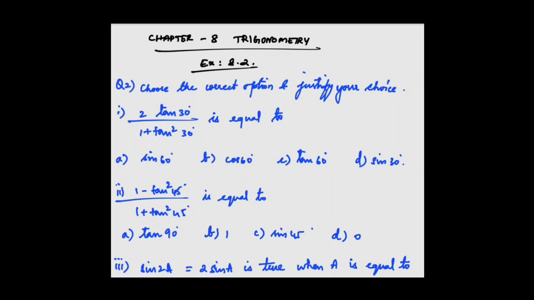In this video, we'll see question 2 of exercise 8.2, chapter 8, Trigonometry. The question is, choose the correct option and justify your choice. First question, 2 tan 30 divided by 1 plus tan square 30 is equal to option A sin 60, option B cos 60, option C tan 60 and option D sin 30. We'll solve the first sum.